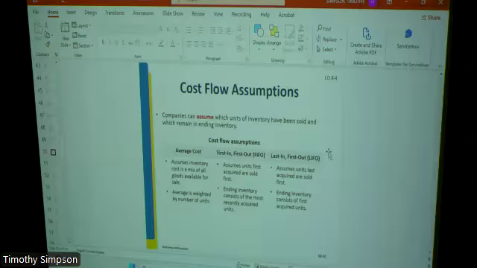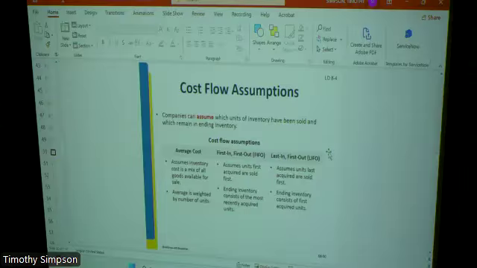So we talk about cost flow assumptions. This leads us to what I think is the heart of this chapter, and that is inventory valuation. It's an area that business students for decades have struggled with, and I get it. Believe me, I'm on your side here. It's the idea of how we assume what the value of inventory is that's both been sold and which remains in the inventory. How do we do that? In a lot of ways, I think this is counterintuitive to logic, but welcome to the world of accounting. So companies can assume which units of inventory have been sold and which remain in the inventory.